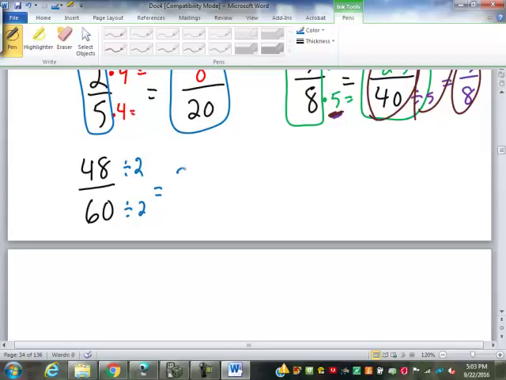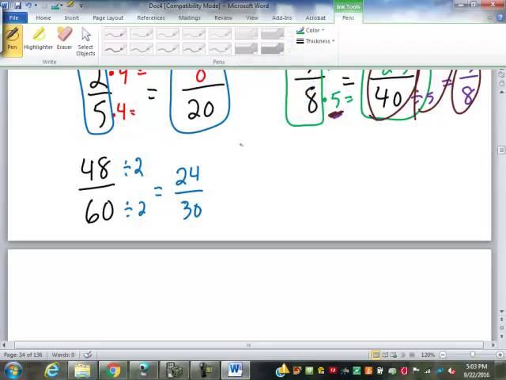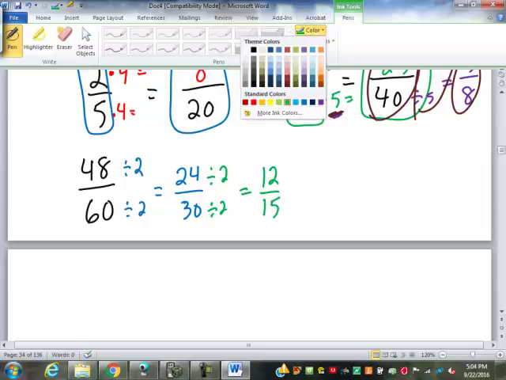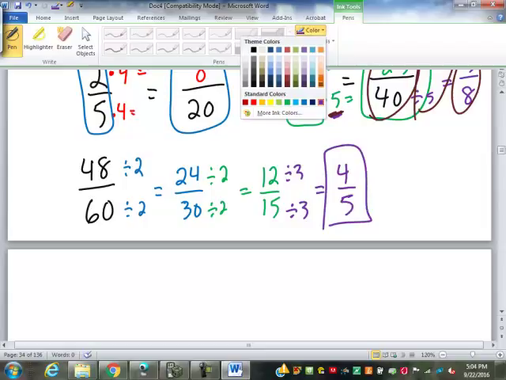48 divided by 2, 24. 60 divided by 2 is 30. But now we see that they can still be divided by what? 2. They're both even. Divided by 2 again. 24 divided by 2 is 12. 30 divided by 2 is 15. Now what? Both of them can divide by 3. 12 divided by 3 is 4. 15 divided by 3 is 5. Any questions?